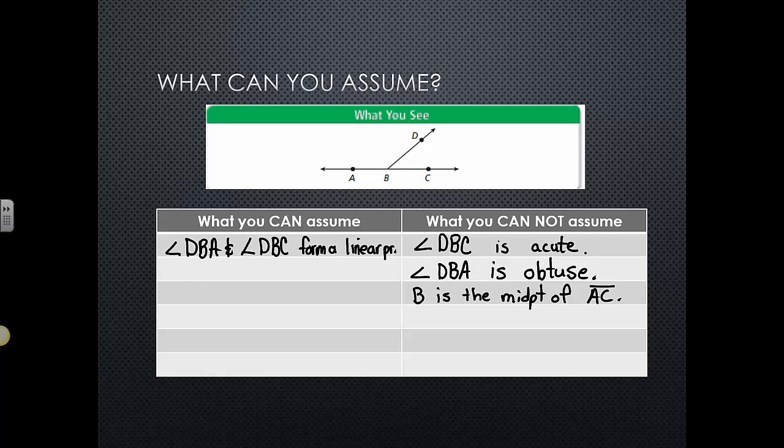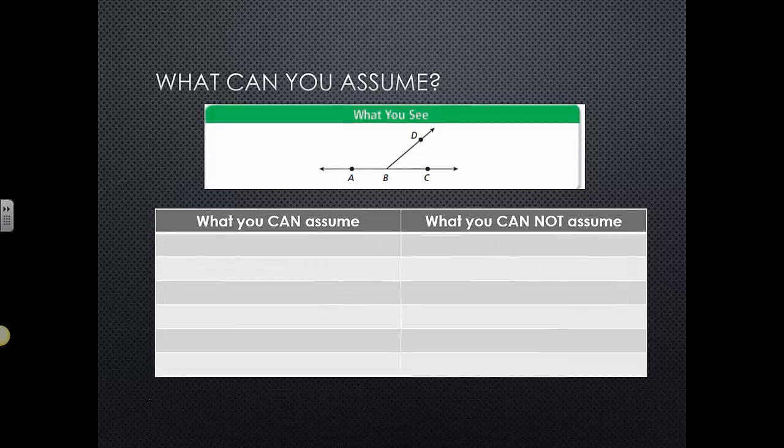Okay, it's also safe to assume that, let's see, angle ABC is a straight angle, or that ray BC and ray BA are opposite rays because they form a straight line. That's safe to assume. Okay, so there's things that are safe to assume and not safe to assume based on the diagram.